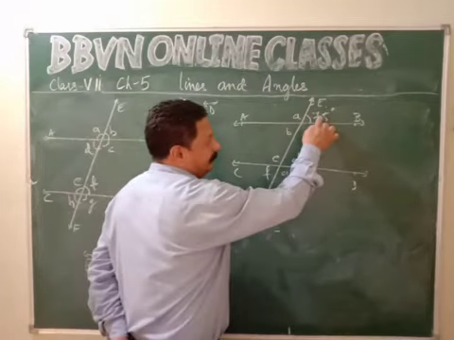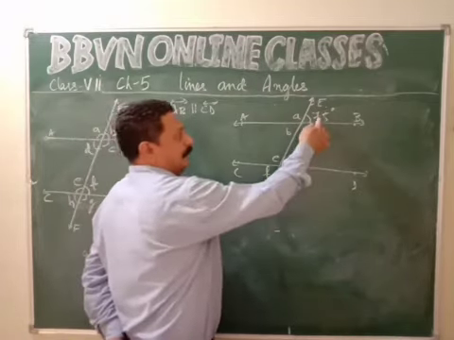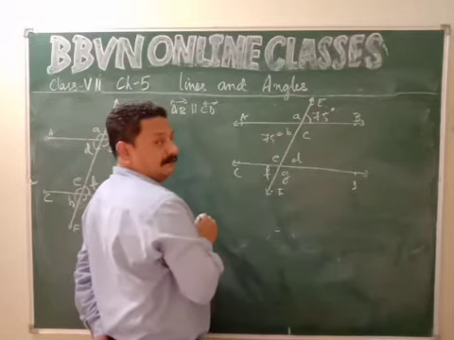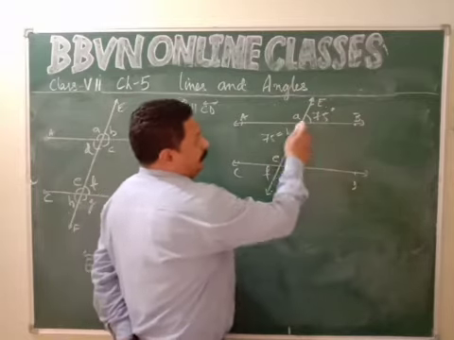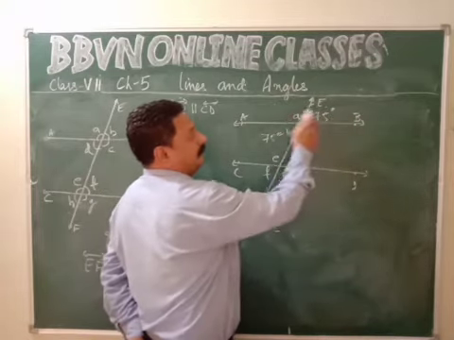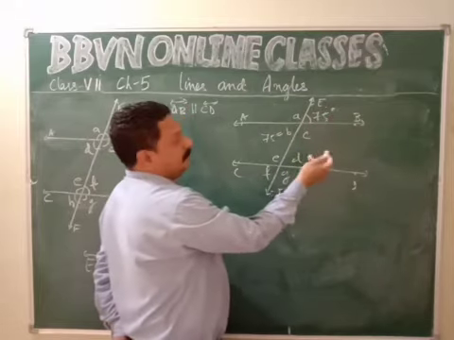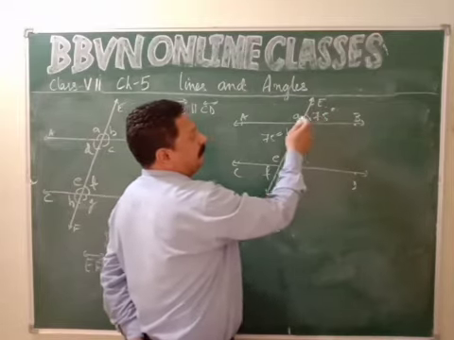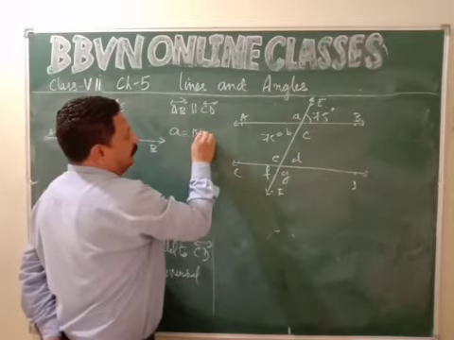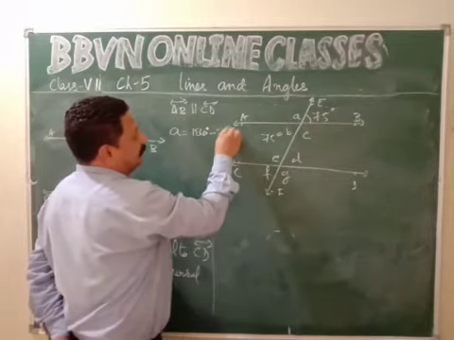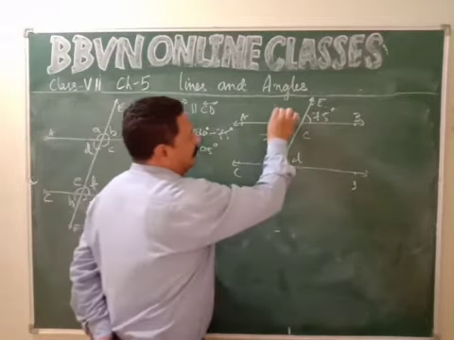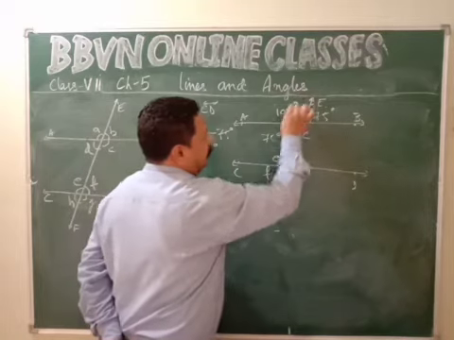See, this is 75. Use any property, vertically opposite angle, this will also be equal to 75. Understood? Now, these two angles form a linear pair. So their sum will be what? 180 degrees. So if this is 75, then what will be angle A? Simple. Angle A will be 180 degrees minus 75 degrees. How much? 105 degrees. So angle A will be 105 degrees.